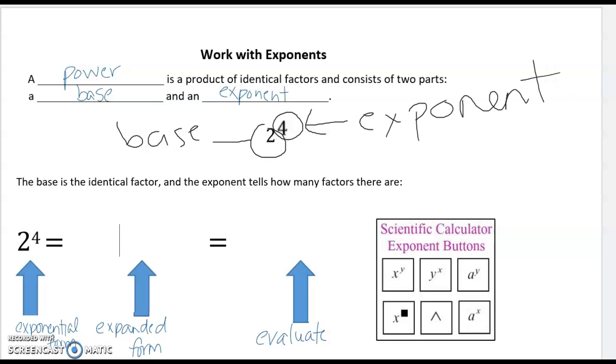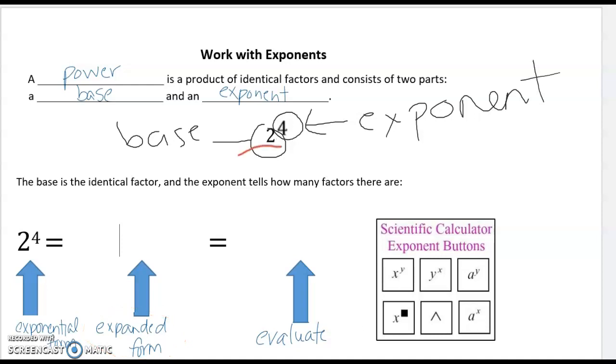Okay, so the first one, it says the base is the identical factor, and the exponent tells how many factors there are. So for example, 2 to the exponent 4, just like we did up here. So this right here is called exponential form, okay? Then we go into expanded form.